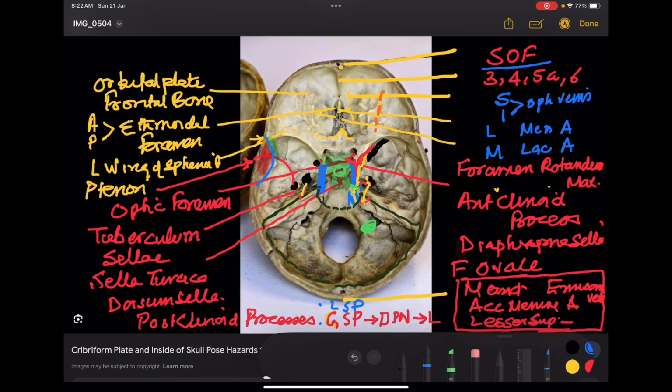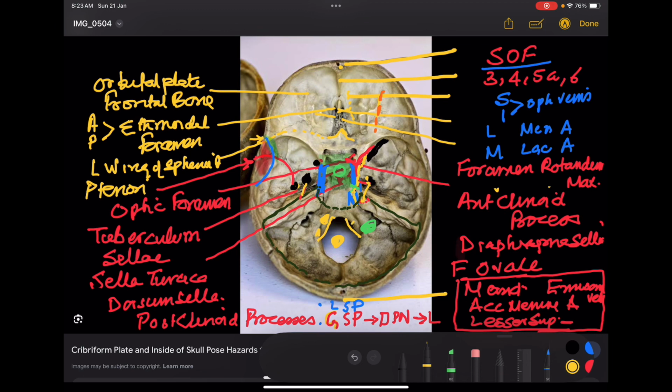Now we come to the posterior cranial fossa. In the posterior cranial fossa, you have the foramen magnum. And here is the occipital condyle, which will articulate with the condyle of the atlas and will cause that nodding movement of yes.